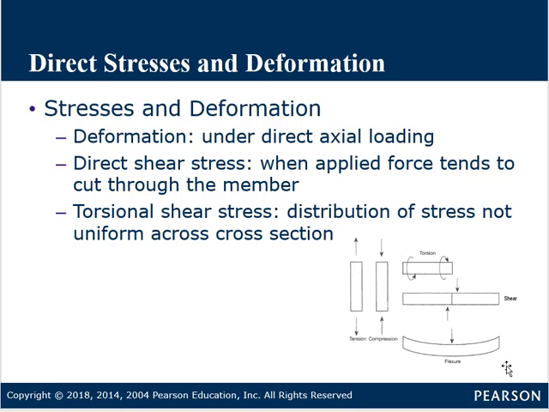In this picture right here, we showed different types of loading. So here's your direct normal stresses, tension and compression. This little cartoon here shows what torsion is. And then here we're depicting shear stresses. And here is a flexure or bending stress. Direct shear stresses, when applied forces tend to cut through the member, that's what happens here. And then torsional shear stresses.